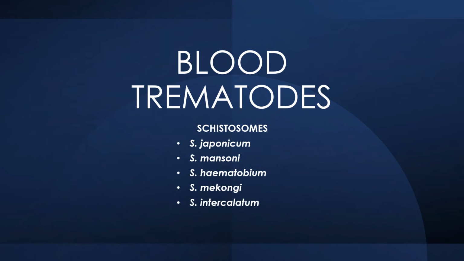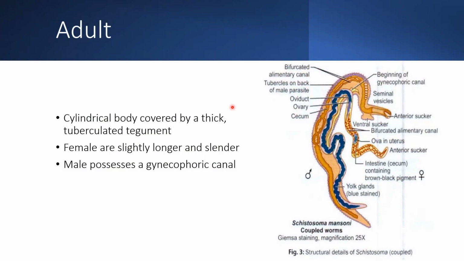Okay, so let's start with the adult. Its main characteristic, as I have said, is that it is round and cylindrical, elongated. Its cylindrical body is covered by a thick tuberculated tegument, except for S. japonicum, which possesses a smooth tegument. Tuberculated means there are protuberances present.